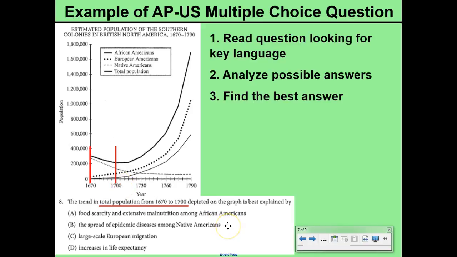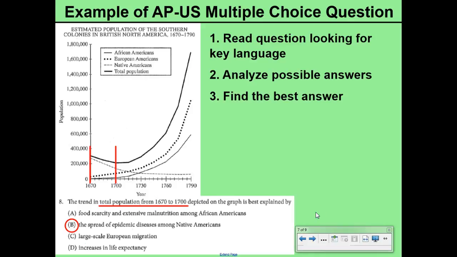The spread of epidemic diseases among Native Americans, that sounds like a pretty strong answer. Large-scale European migration, that wouldn't cause the total population to go down. Increases in life expectancy, that wouldn't cause the total population to go down. So if you key in on the language here, B is clearly the best answer because we're trying to figure out what caused the total population to dip. So B, the spread of epidemic diseases among Native Americans, is the answer we're going for.